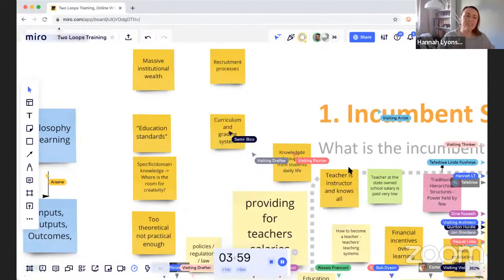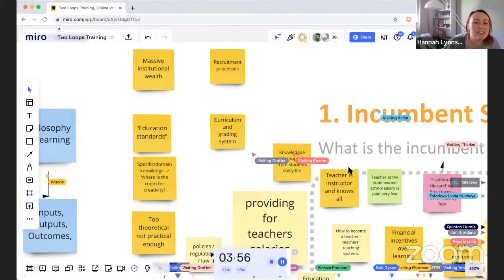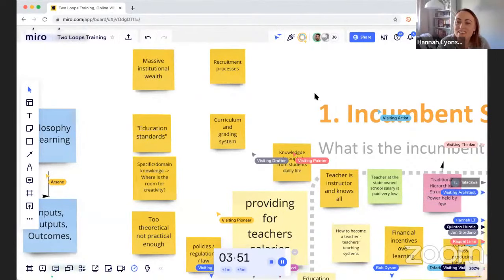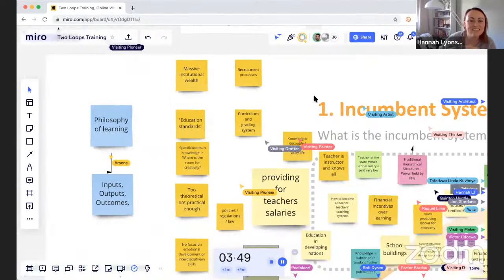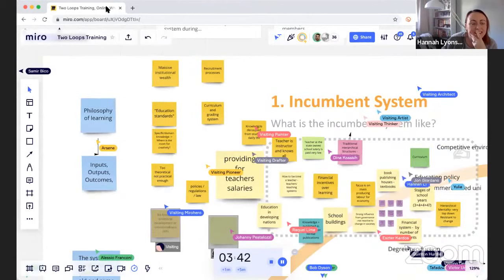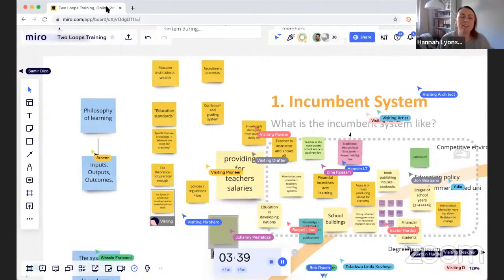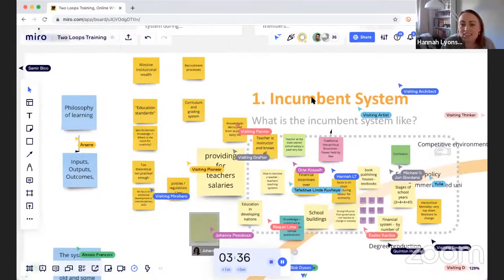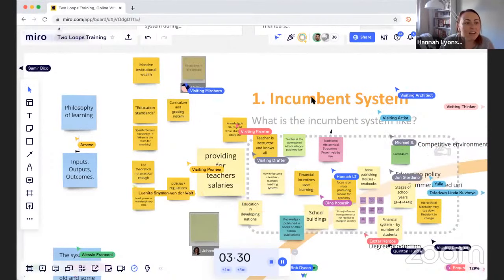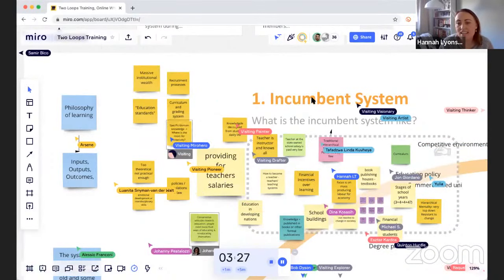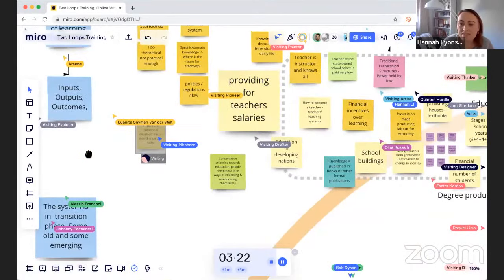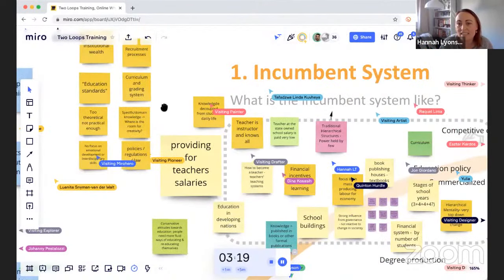Okay, great. Time's up. So how did we find that exercise? Does anyone want to share? I'm noticing a lot here about the teachers, the role of the teacher in this current system is to be kind of like all-knowing. There's a few comments here about teachers' salaries, something about the teacher being on a low income. Does anyone want to share about that? What we're seeing in the system as it is?